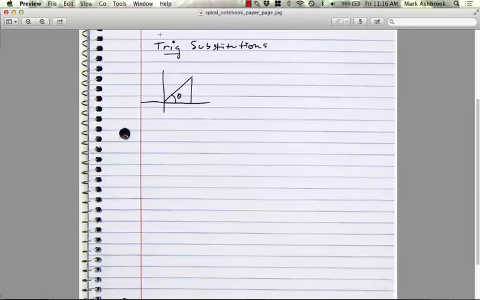Okay, so another type of substitution is what's called trig substitutions. Trig substitutions are based on right triangles.